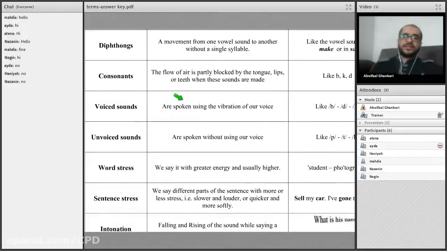Consonant, again, you know what a consonant is. The flow of air is partly stopped, blocked, when we say the B, yeah? We block the air while saying these sounds.